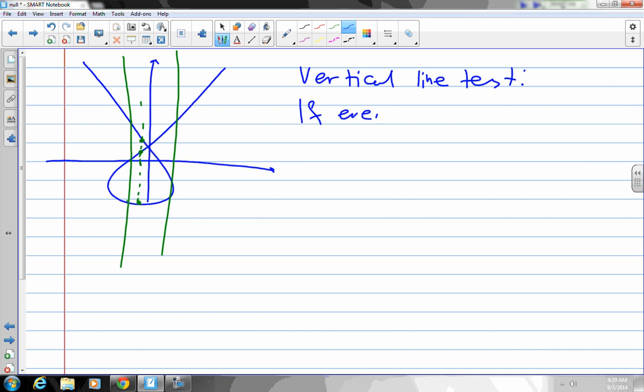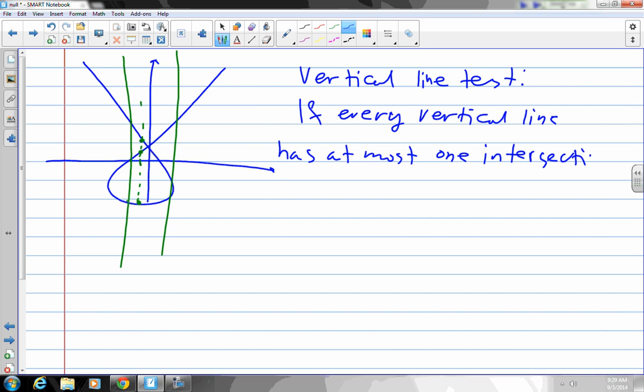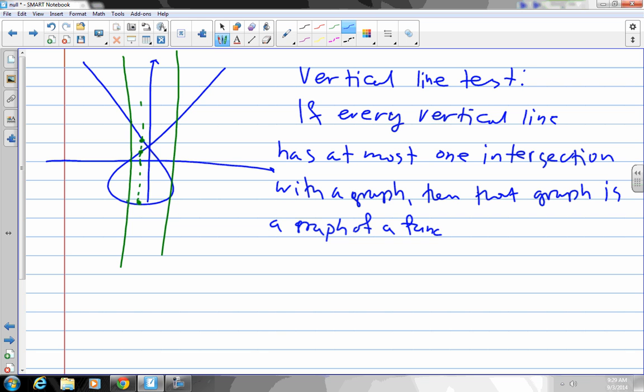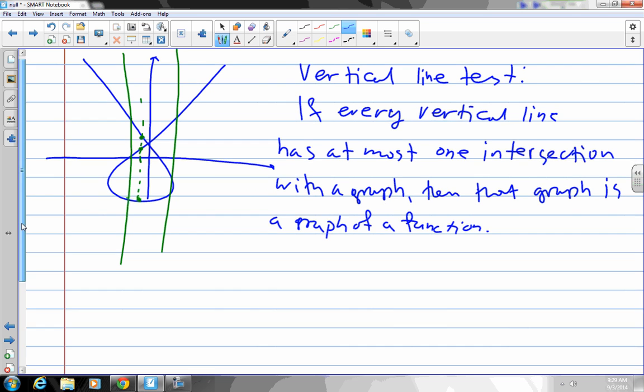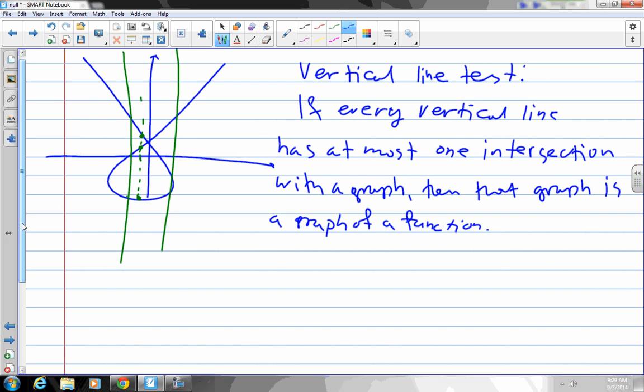If every vertical line has at most one intersection with the graph, then that graph is a graph of a function. So that's a very quick way to say whether a graph represents a function.